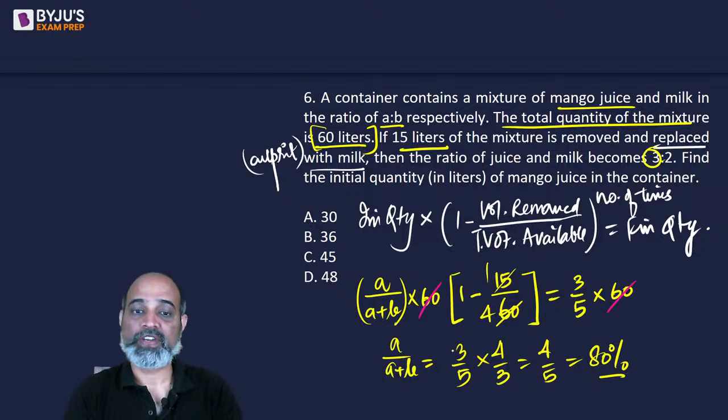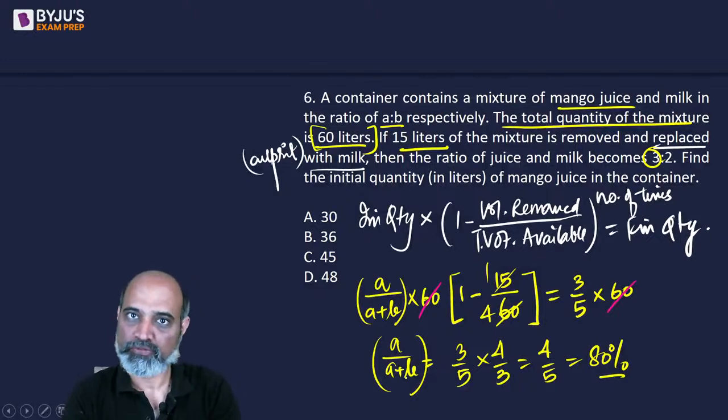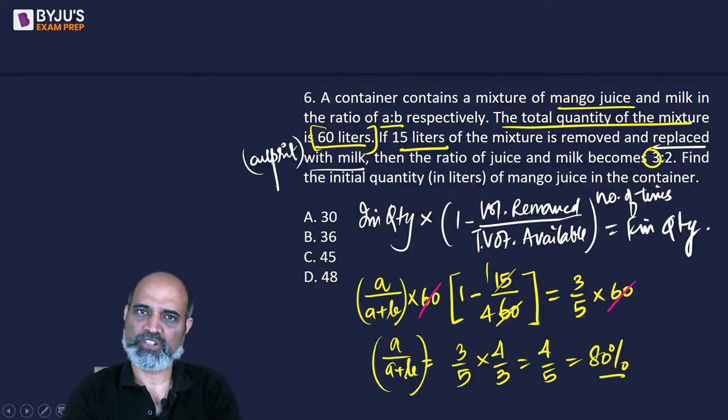So we can say that the fraction or the share or the concentration or the percentage of mango juice was 80%. Let's not try to calculate A and B, because after A and B we will have to do A by A plus B again. So it will be a waste of time to find A, find B, and then divide to reach the same place. So 80% is mango juice.